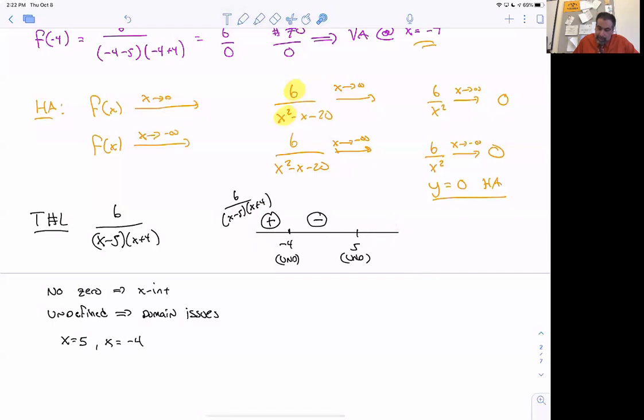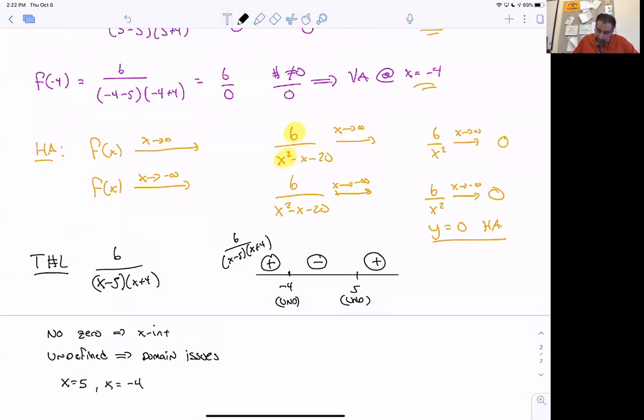And then we use any value over here. This is 6, this will be positive, and this will be positive. 3 positives gets us a positive. So what that means is we are above the axis right here. Let me write this out. This region means above. In this region, it means below. In this region, it means above.